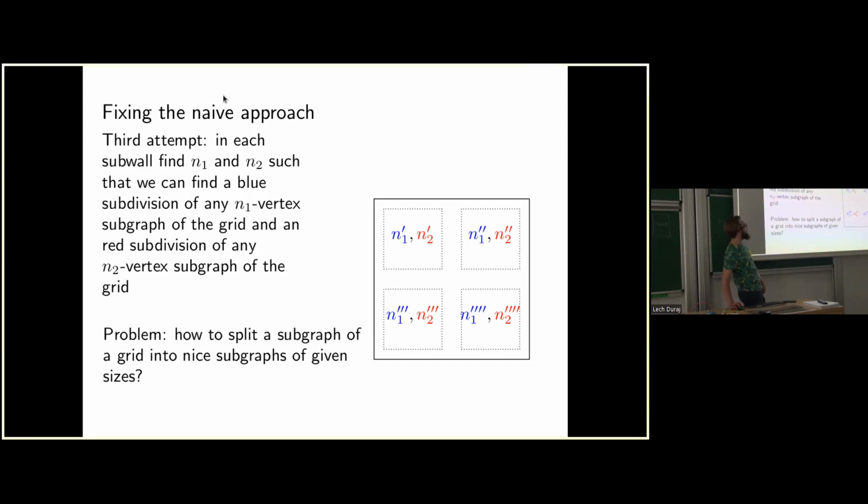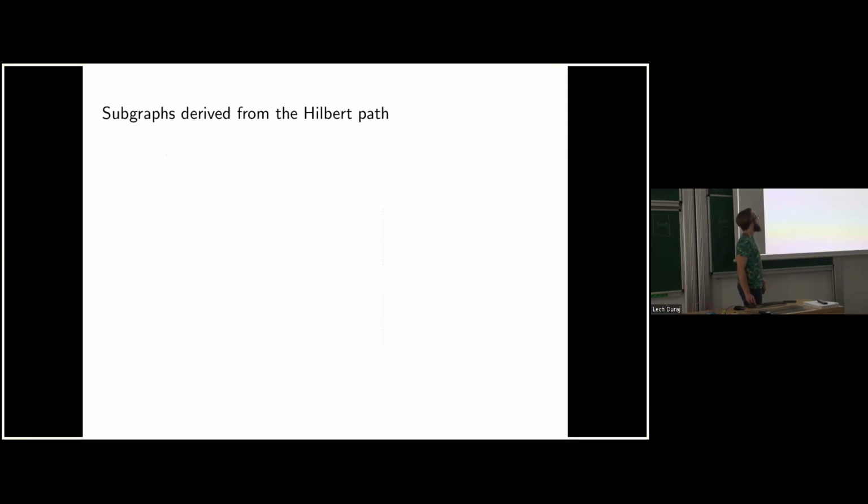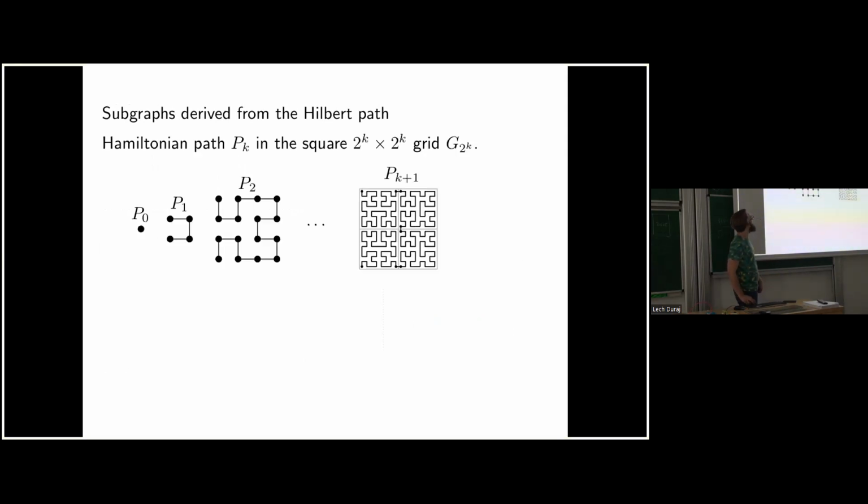Namely, we modified this approach where we don't get arbitrary subgraphs of a wall, but only ones of a special form which can be nicely cut into pieces which can be connected. So this is a construction which derives from Hilbert's construction of a space-filling curve. We can define a Hamiltonian path P_k in the 2^k times 2^k grid as follows.